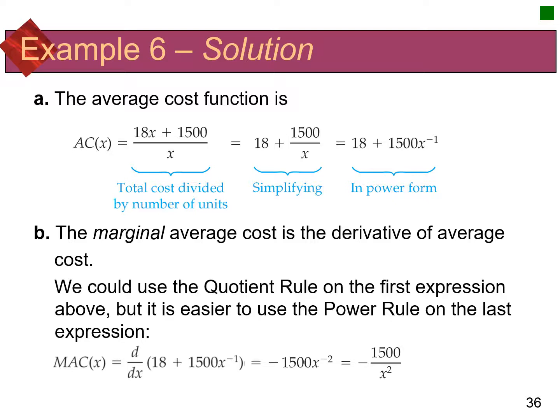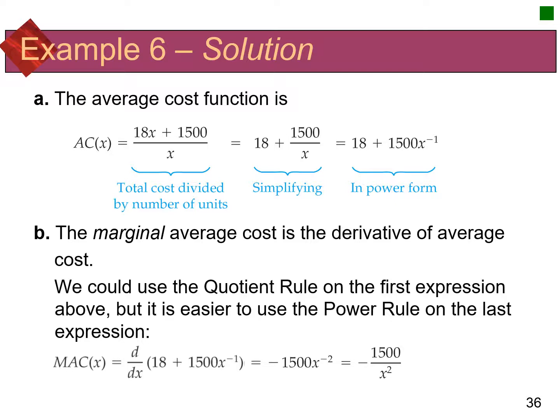So that's pretty easy to do because I carried through the division first and put it in the power form first. If you have the option of doing that, I fully recommend it. It makes your life a lot easier. Again, the product and quotient rules are very useful in many circumstances, but if you can find a way, through legitimate algebra, mind you, to avoid them, by all means, avoid them. So that's my marginal average cost function.